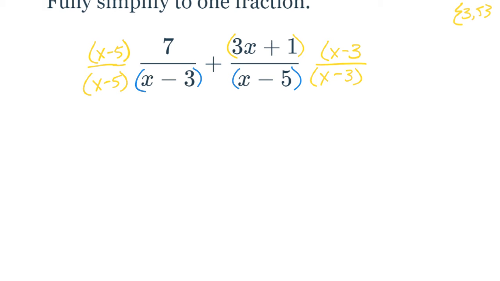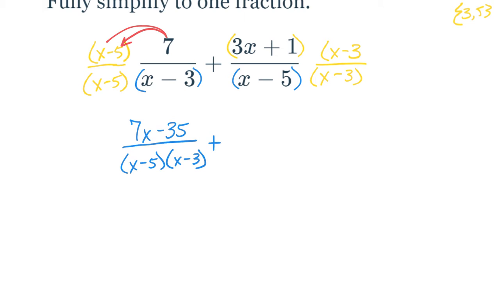So in the numerator, we're going to distribute the 7 to the x and the 7 to the negative 5. 7 times x, of course, is 7x. 7 times negative 5 is negative 35. Now, we'll put this denominator together at some point, but right now, let's just leave our denominator as it is, which is x minus 5 times x minus 3.